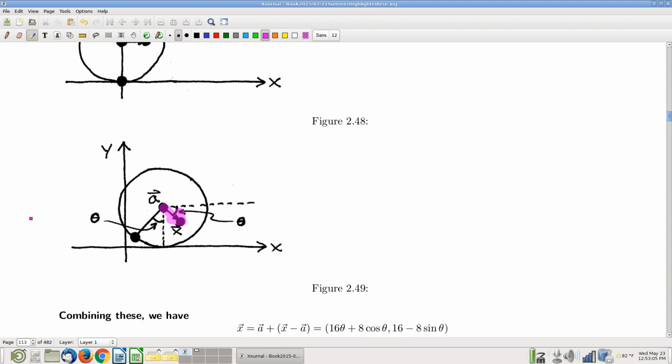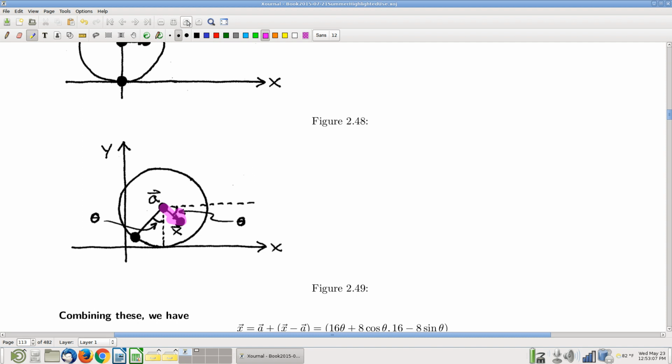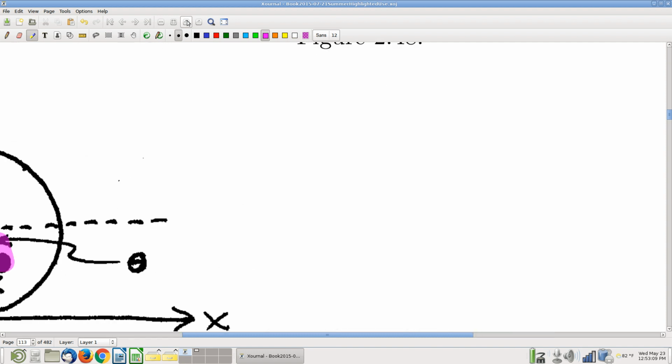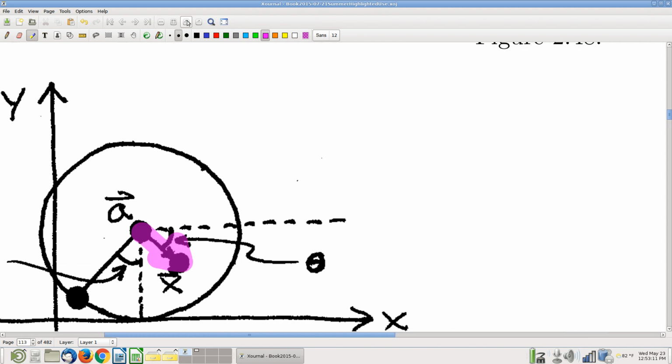I'm going to zoom in for focus. Okay, let me do this. Better ink. Oh, come on.